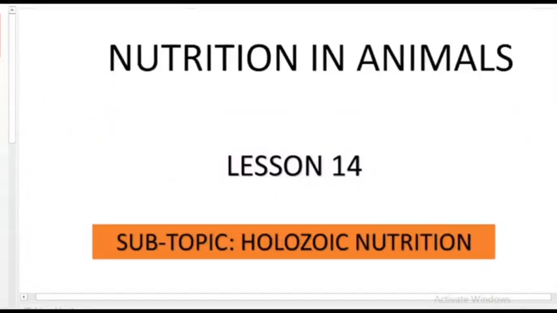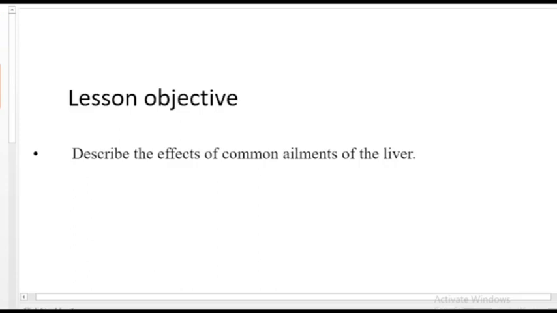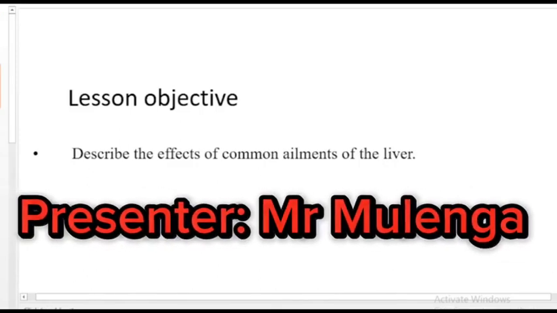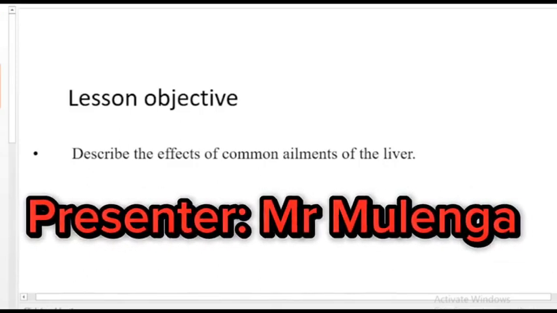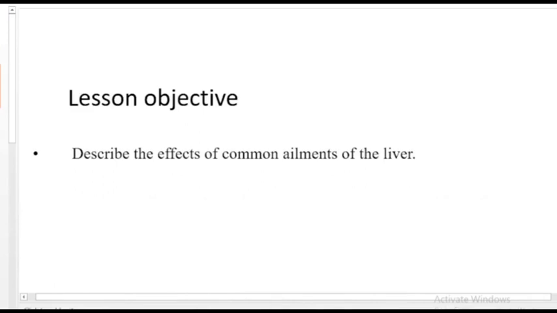Welcome to another biology lesson. We are looking at nutrition in animals, subtopic Holozoic nutrition. This is our lesson 14, the last lesson under this topic. Lesson objective: describe the effects of common ailments of the liver. At the end of this lesson, you should be able to describe the effects of common ailments of the liver.